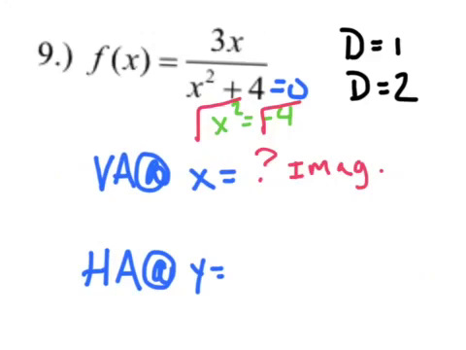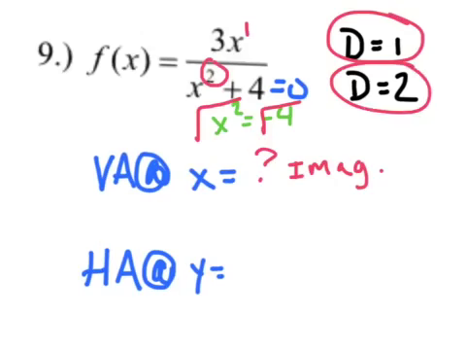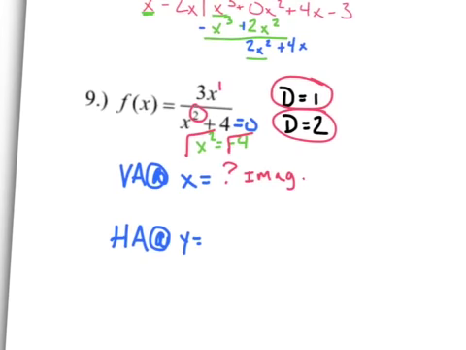Okay, then we do degree of the numerator. Degree of the numerator is 1. The degree of the denominator is 2. So since my numerator is less than my denominator, horizontal asymptote at y equals 0.